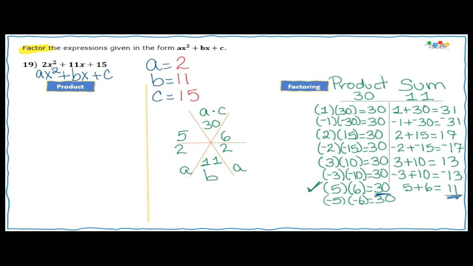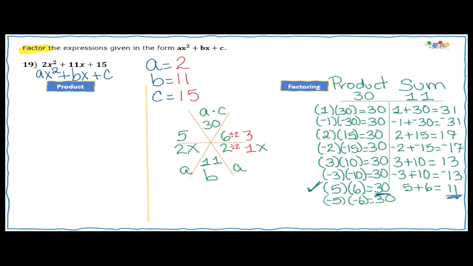So 5 and 2 cannot be simplified. If you recall, 6 and 2, both of them can be divided by 2. And when I do that, what do I get? I get a 3 and a 1. So I'm not going to use 6 and 2. I am going to use 3 and 1. So remember that those are the ones. My a's, my coefficient, is the one that carries the x.